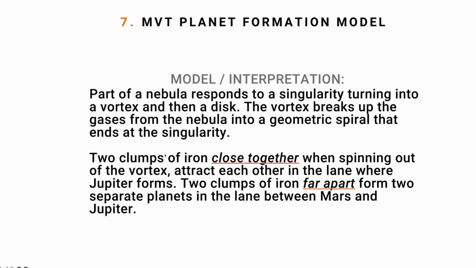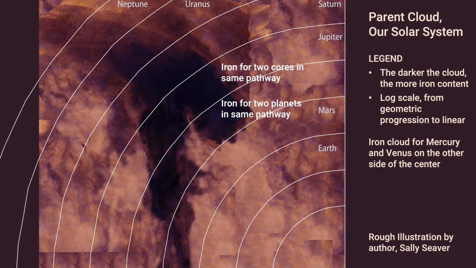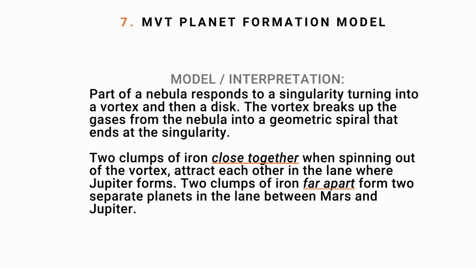Two clumps of iron close together when spinning out of the vortex attract each other in the lane where Jupiter forms. Two clumps of iron far apart, however, form two separate planets in the lane between Mars and Jupiter. Explanation about these two planets, which I call Elo and Smithereens, and what happened to them, is outside the scope of this presentation.